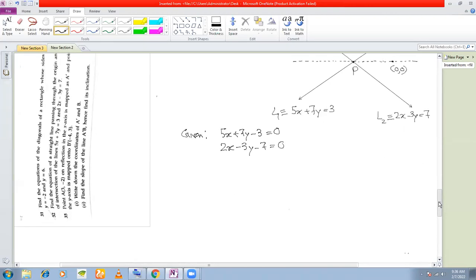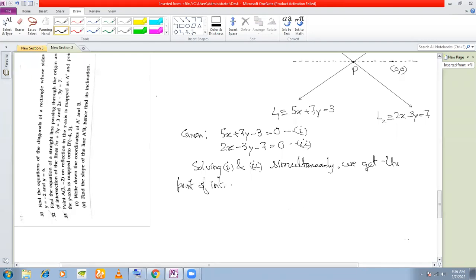So now you need to solve these two equations simultaneously. Call this 1 and 2. So solving 1 and 2 simultaneously, we get the point of intersection P of the two straight lines.